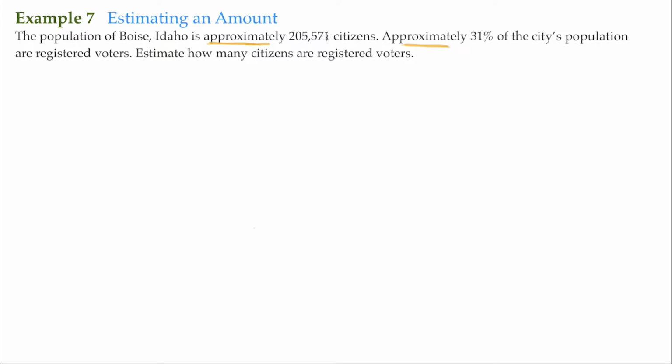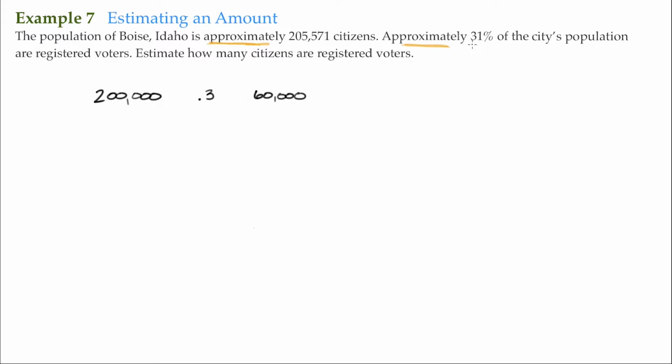So if we have 205,571, maybe we could round this to 200,000 citizens. And then rather than doing 31%, maybe we make it 30%. Now 10% of 200,000 is 20,000. So then 30% is 3 times that. So that would be 60,000 registered voters.